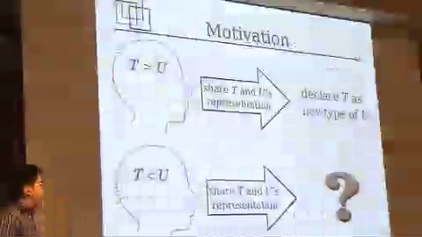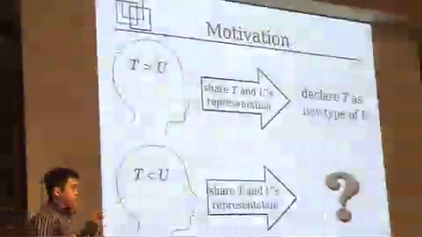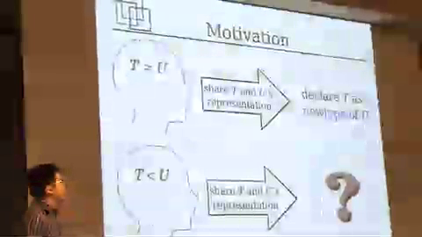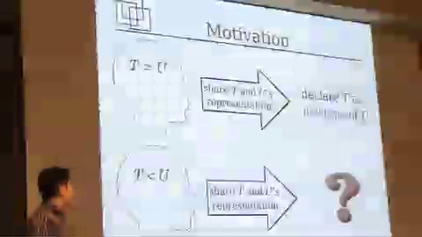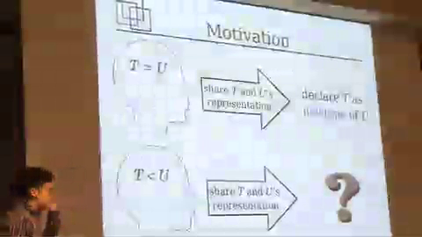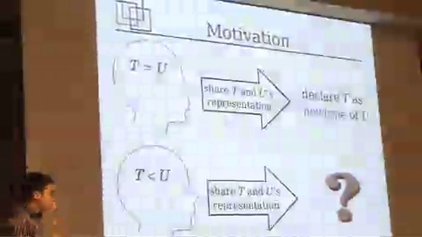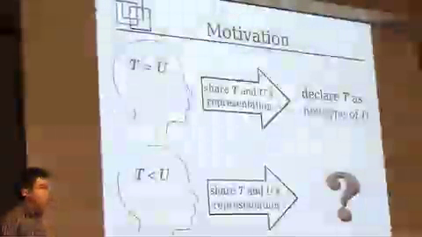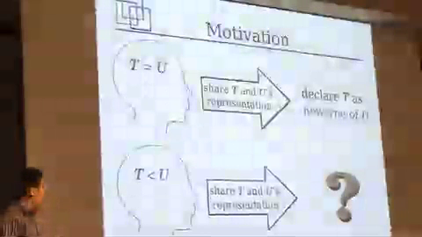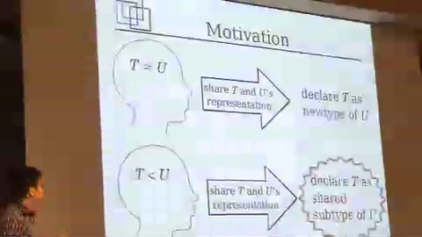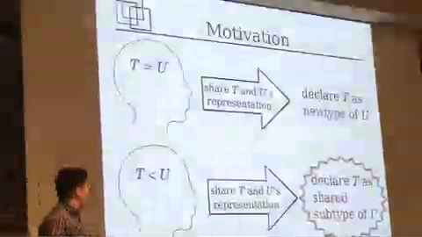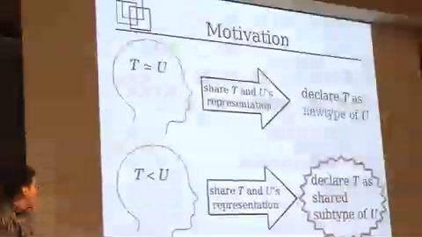So the motivation is, when we have these two isomorphic types, T and U, we can share the representation and declare T as a newtype of U. But we really know in mind that when we design something where T is a subtype of U, we don't know what to do in Haskell. So we designed a new feature called shared subtype.